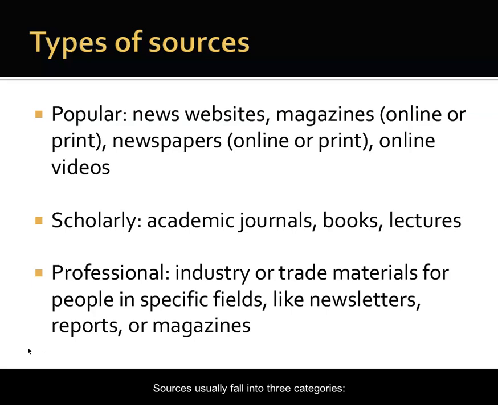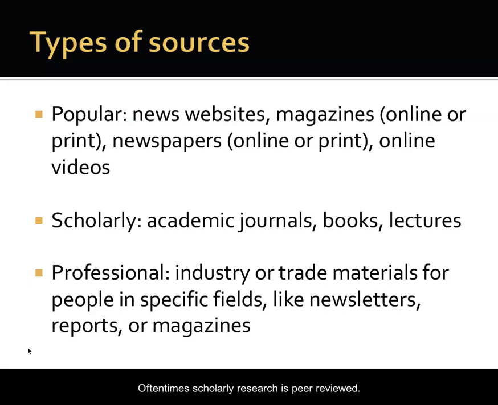Sources usually fall into three categories: popular, scholarly, and professional. Popular sources are written for general audiences, so news websites or newspapers, online videos, magazines, things like that. Scholarly sources are written for scholarly audiences, so think of your professors and other academics who share their research in academic journals and books and lectures.